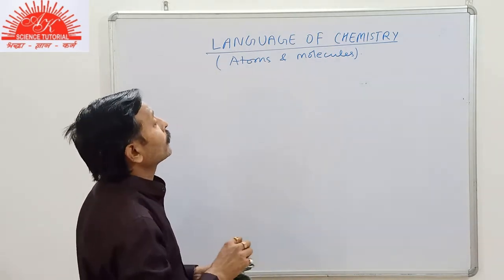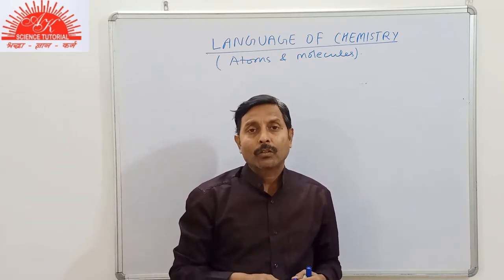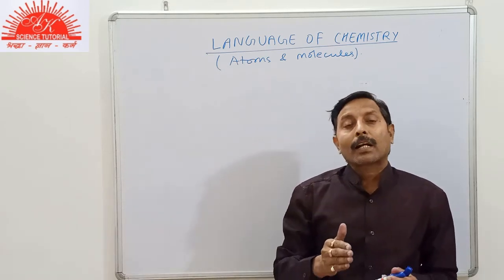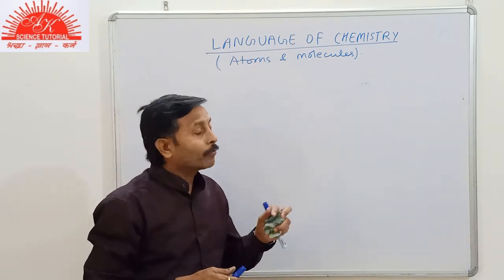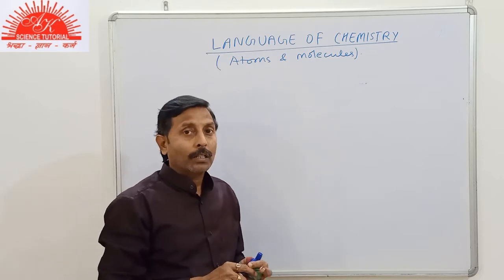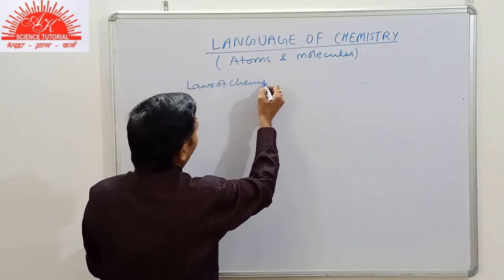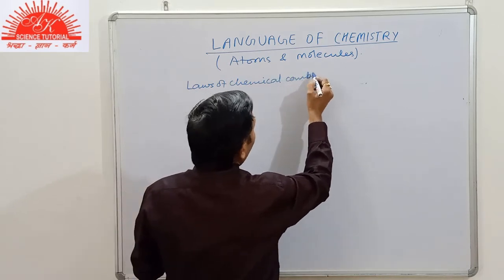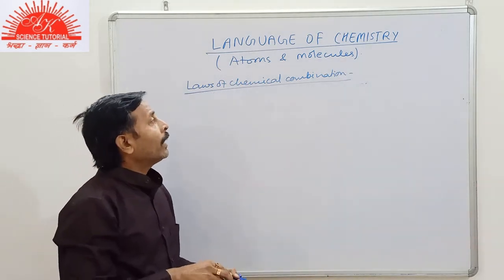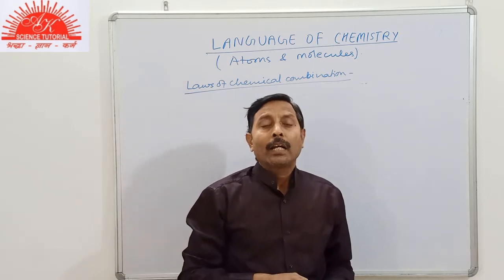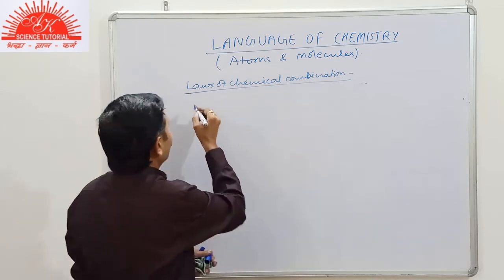Now you see, students, according to the last point of Dalton's atomic theory, atoms of different elements combine in a definite ratio to form a molecule of a compound. Now there are some laws of chemical combination. To understand the last point of Dalton's atomic theory, two laws are given here. They are very easy points, not very complex.